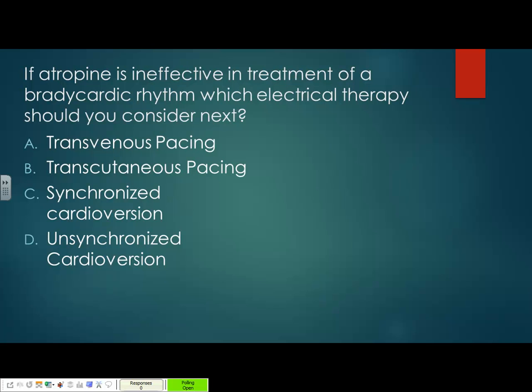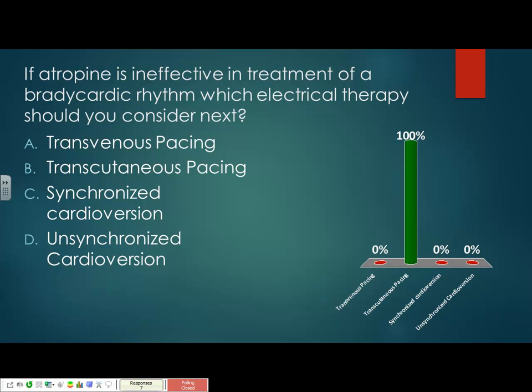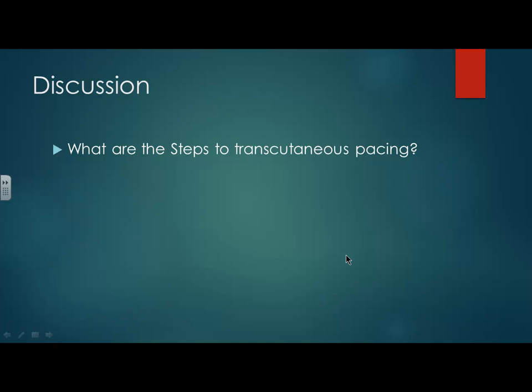If atropine is ineffective in treatment of a bradycardic rhythm, which electrical therapy should you consider next? Transvenous pacing, transcutaneous pacing, synchronized cardioversion, or unsynchronized cardioversion? Hey, you guys know something. Y'all know me, that's pretty great. So, somebody besides Hunter or Hayden, come over here and walk me through pacing. Somebody besides Hunter or Hayden. Okay. Can everybody see?